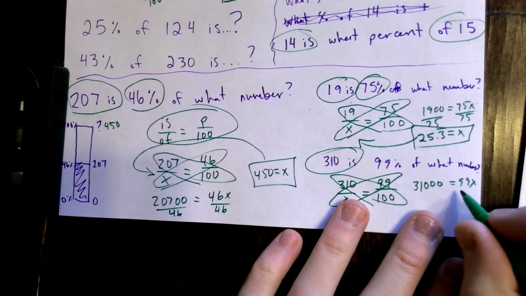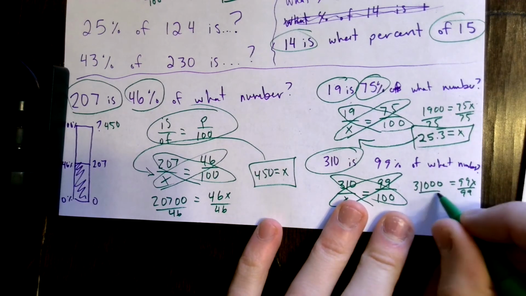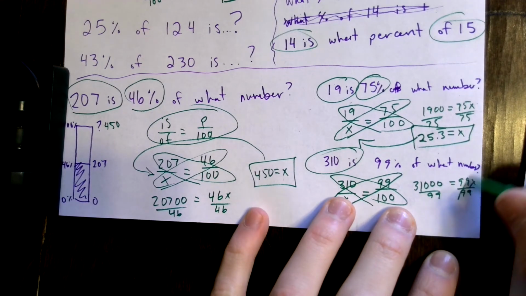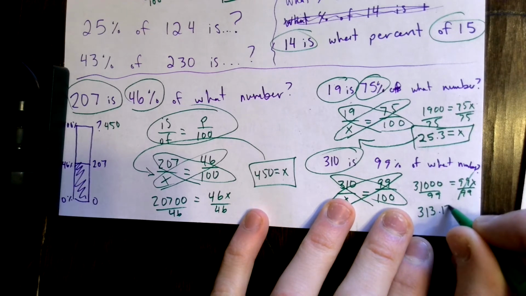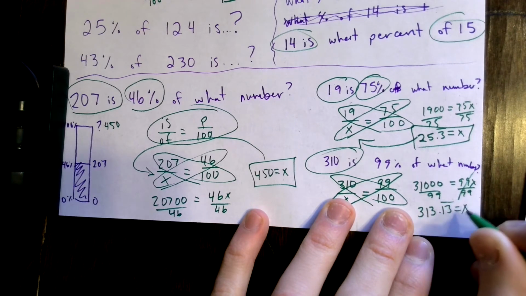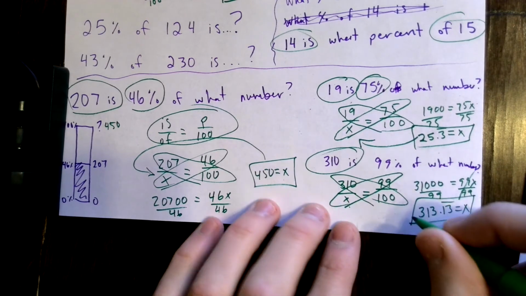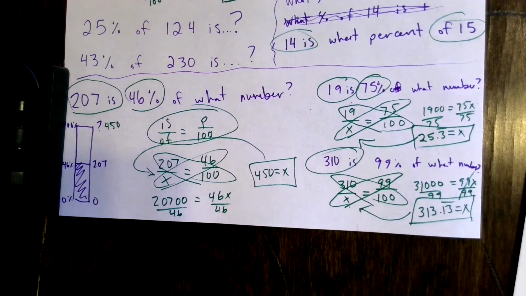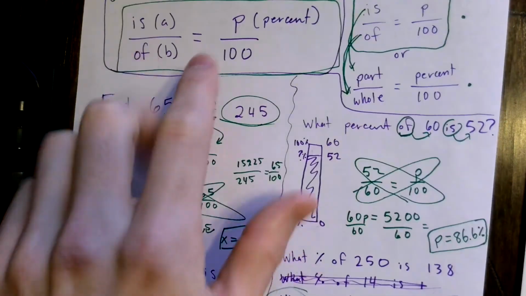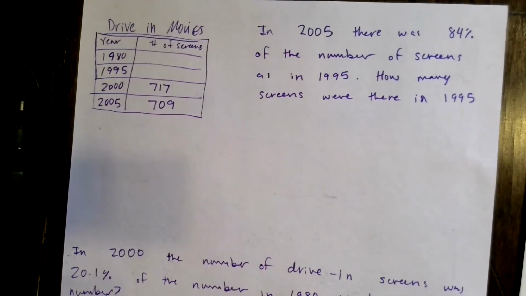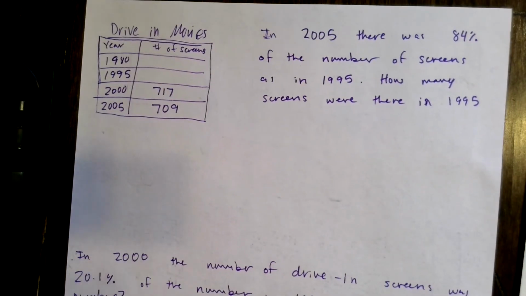Divide each side by 99 here. Those will cancel out, and we'll get 313.3 repeating equals x. I punched that one in my calculator, plug that in. That seems like that would check out. 310 out of 313 equals 99 out of 100. So again, these are all different ways that you can use this same formula, making sure that you're plugging into the correct spots. All right, we just have a couple more here.